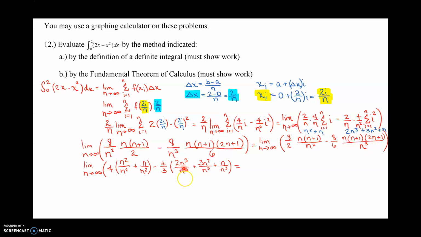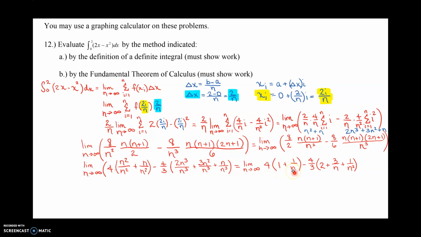So 2n cubed over n cubed, 3n squared over n cubed, and n over n cubed. Now let's reduce any of that we can. So n squared over n squared is going to give us 1, and n over n squared is going to give us 1 over n. So that's where the 1 and the 1 over n come from over here.